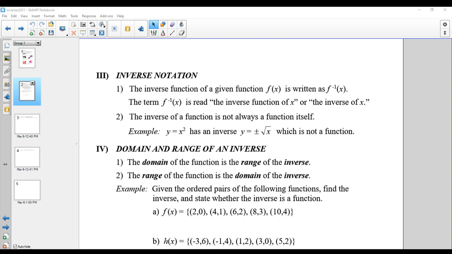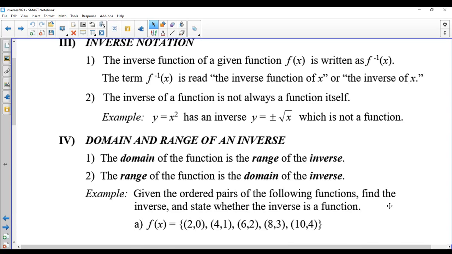y equals x squared is a function. The inverse of that is y equals plus or minus the square root of x, which is not a function. Domain and range will also switch. The domain of the function would become the range of the inverse, and vice versa. The range of the function would become the domain of the inverse. So if you were given a function and its domain and range, and you are asked the same thing of the inverse function, all you need to do is swap those two things, because that's really what happens with an inverse. You're swapping the x's with the y's, so you're also swapping domain and range.